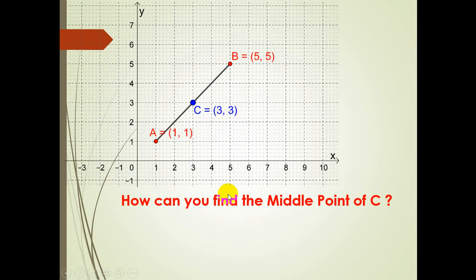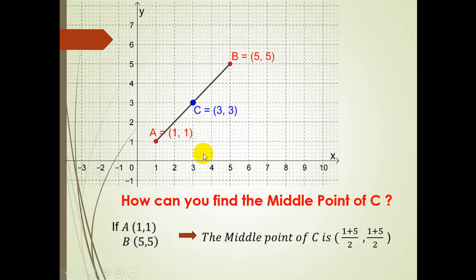How can you find the middle point of C? That's easy. Just add all the values of x between point A and point B. So this is 1 and 5, so 1 plus 5 divided by 2, and then also to find the value of y, 1 plus 5 divided by 2. So the final answer is 3, 3.